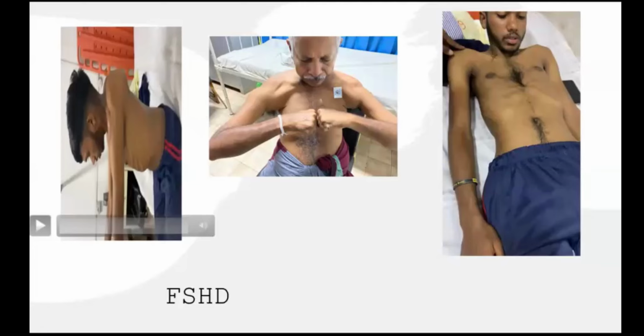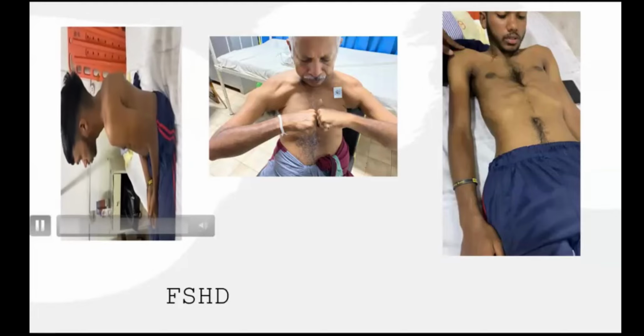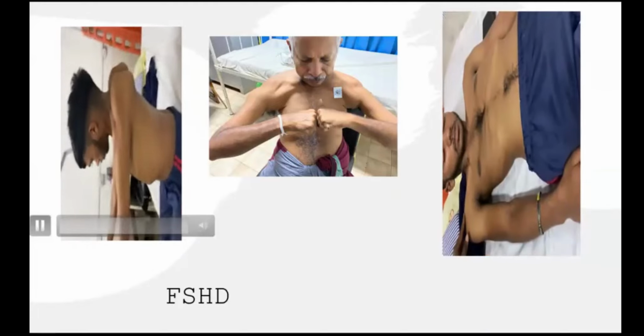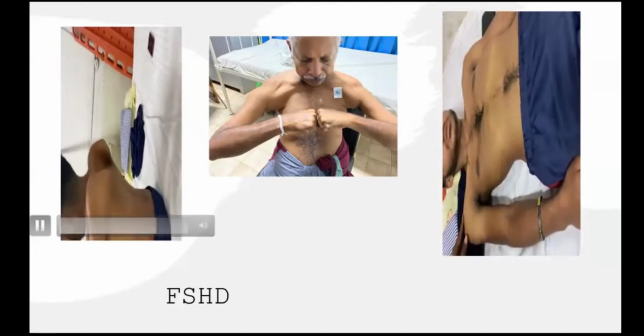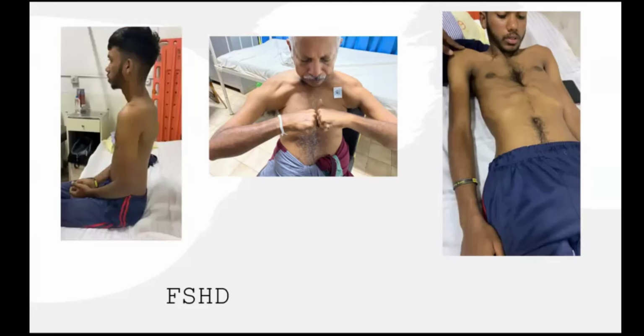So these are some classic manifestations of facioscapulohumeral muscular dystrophy. Here you have this classic winging of the scapula, which I am trying to demonstrate. And then you have this classic polyhill sign where the deltoids are spared. So the proximal muscles of the upper limbs look like multiple hills. We call it the polyhill sign.